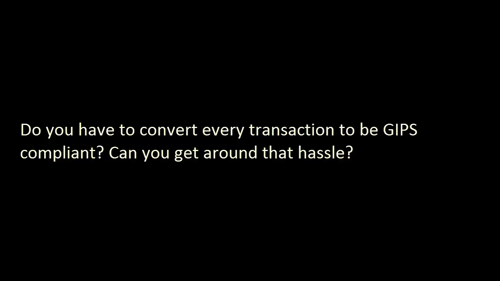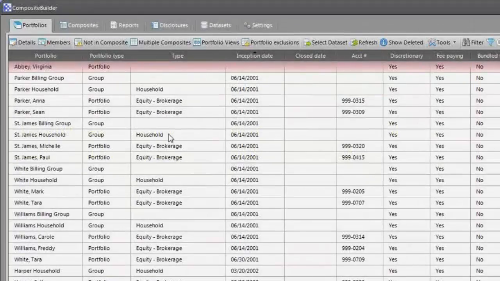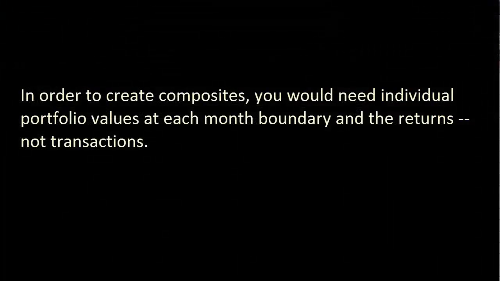And so the same thing would work if a firm was transitioning from Access to PortfolioCenter. If they have historical data from Access, they can import that into Composite Builder, if they've got historical composite data, that is. But in order to do composites, you would need individual portfolio values at each month boundary, but not necessarily returns for each portfolio, and not necessarily the underlying transactions. Right, that's true. Okay. You just need total portfolio values and returns.